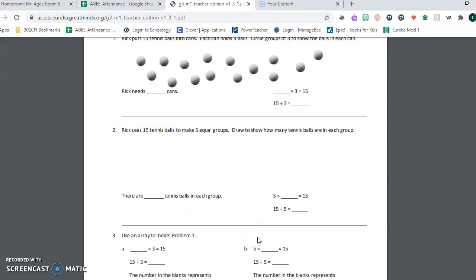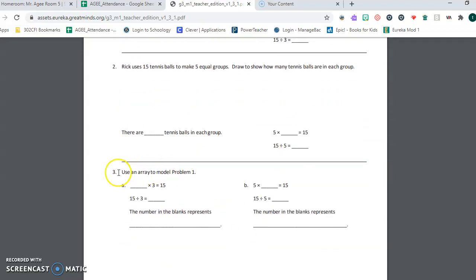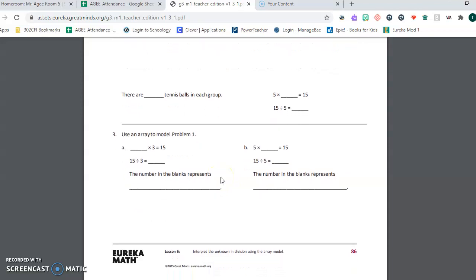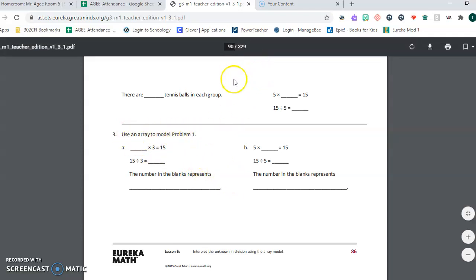All right, next. Now it tells you to use an array to model problem one. Okay, what they really mean is draw an array. Okay, it says use an array. Well, I don't know what they expect from you with that verb use. What they really want you to do is draw an array to model problem one. So even if you drew an array here as your model, do it again down here, and they want you to make that connection. The problems are all the same.